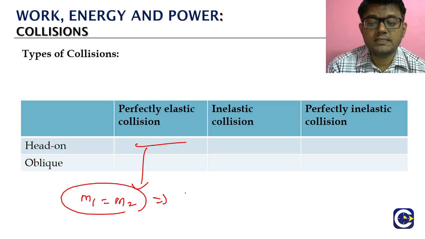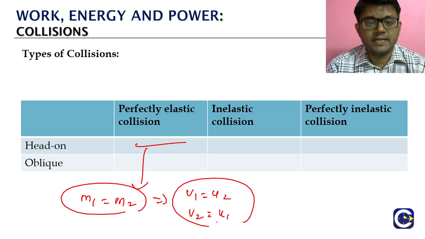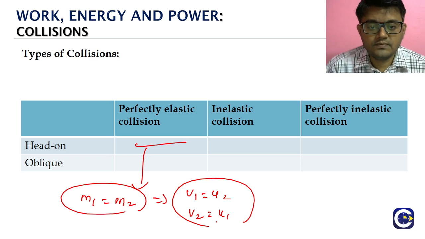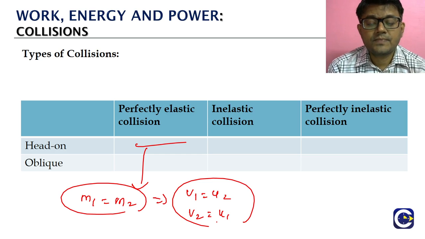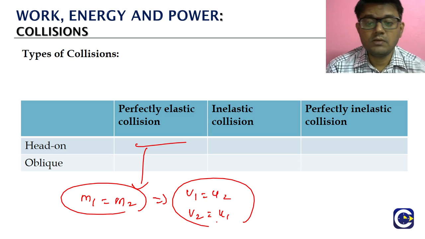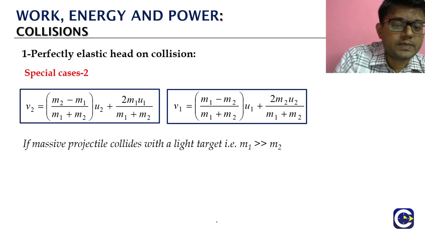So what is it that we have seen in the previous class? V1 will become U2 and V2 will become equal to what? U1. They will simply interchange the velocities. That's the best example, like if you look at the billiard balls. One ball which is coming will hit another object which is at rest. After the collision, the first one will come to rest and the second one will start moving. This is a very good example to understand the perfectly elastic head-on collision between two objects of equal masses. Then we will go to special case 2.